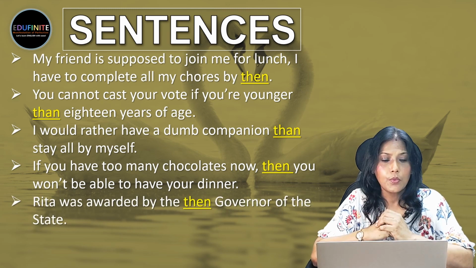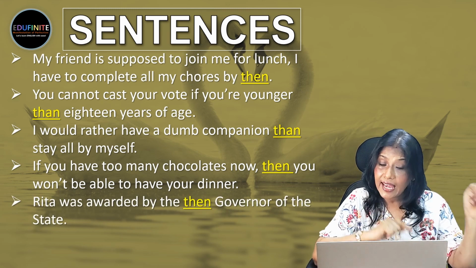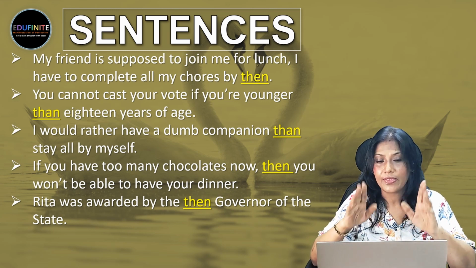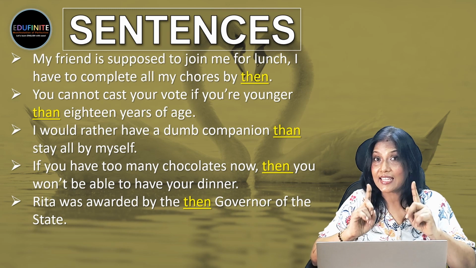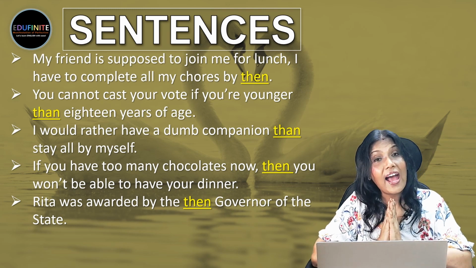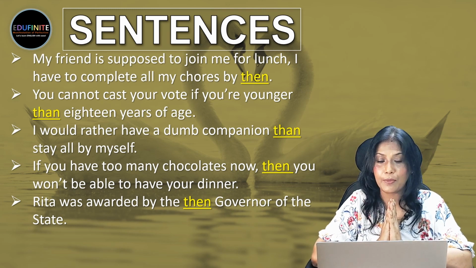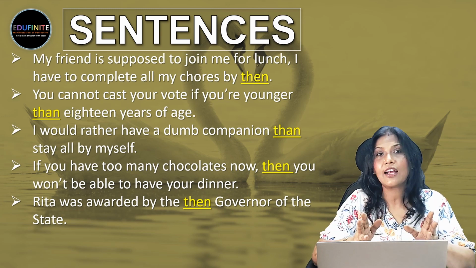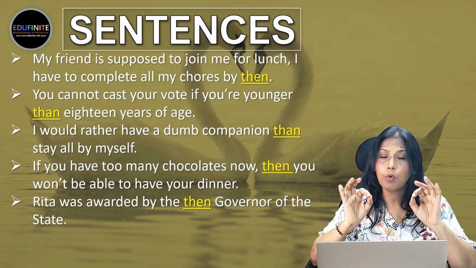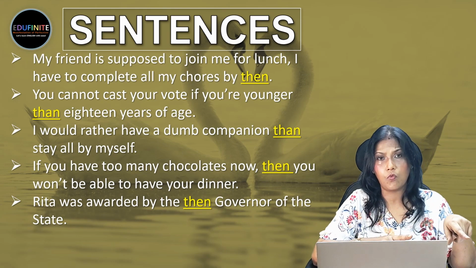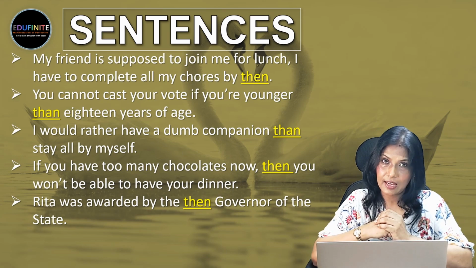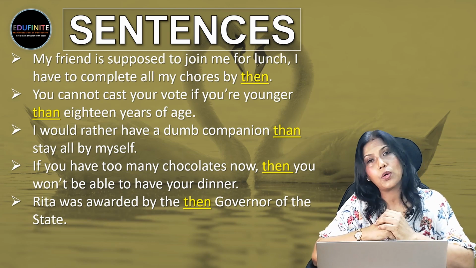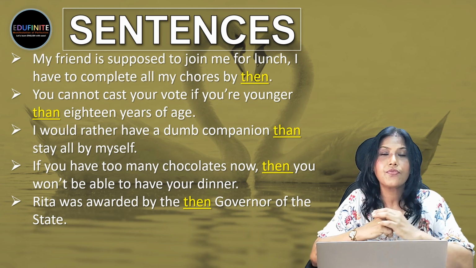Okay, the next one. Rita was awarded by the then governor of the state. So here, then governor. What does this mean? Here, then is functioning as an adjective. It's not functioning as an adverb. The governor who was then governor, that means whoever was the governor when Rita got the award is not there anymore as a governor. So to express that, we have used Rita was awarded by the then governor of the state.